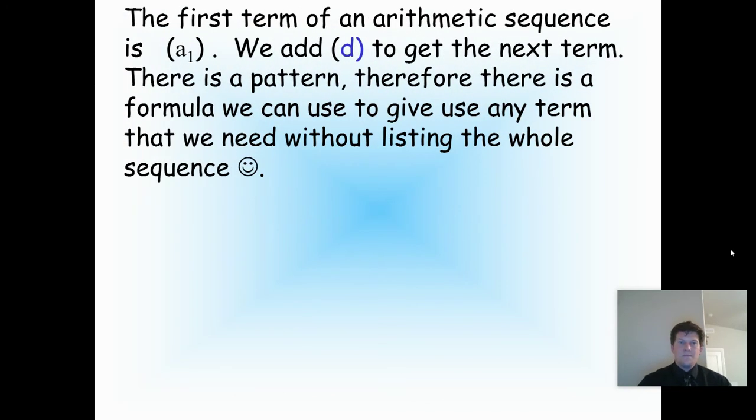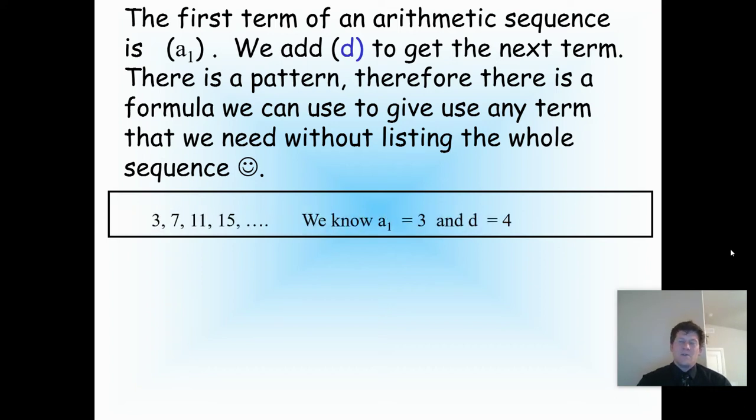Next, the first term of an arithmetic sequence is denoted as a with a little 1 on the bottom. That's just first term. We can add d, that common difference, to get the next term. There's a pattern. Therefore, there's a formula we could use to find any term in the whole sequence without listing the whole thing out. This is a shortcut. This is the thing that I, as a lazy mathematician, love to find. So let's get into this shortcut.